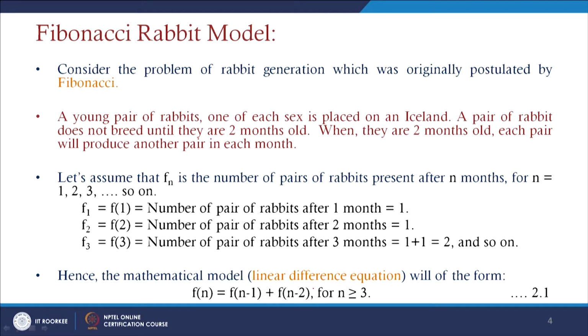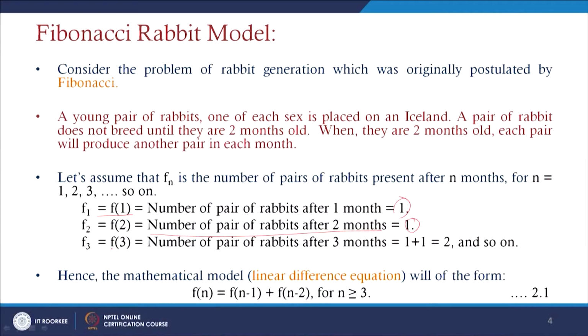Let us assume that a function f n is the number of pairs of rabbits present after n months, for n equal to 1, 2, 3 and so on. For the first month, f of 1, the number of pairs of rabbits after 1 month, will be 1. f2, the number of pairs of rabbits after 2 months, will also be 1, since after 2 months they can give birth to 1 pair.